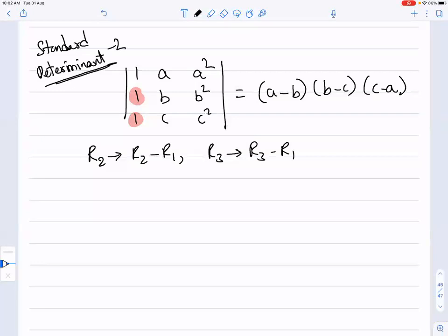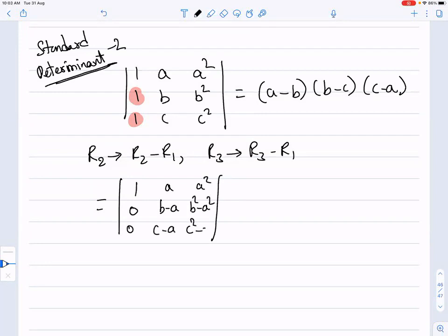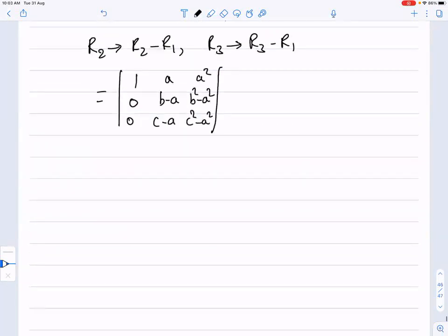R2 goes to R2 minus R1. R3 goes to R3 minus R1. That is going to give me 1, a square. R1 we are not changing. R2 is R2 minus R1: 0, b minus a, b square minus a square. Correct now, students? Similarly, 1 minus 1, 0, c minus a, c square minus a square for R3 minus R1. Now you can see that from this row, we can take b minus a out. Correct?